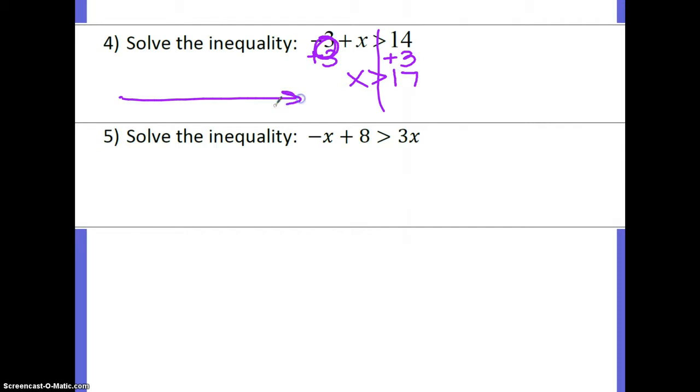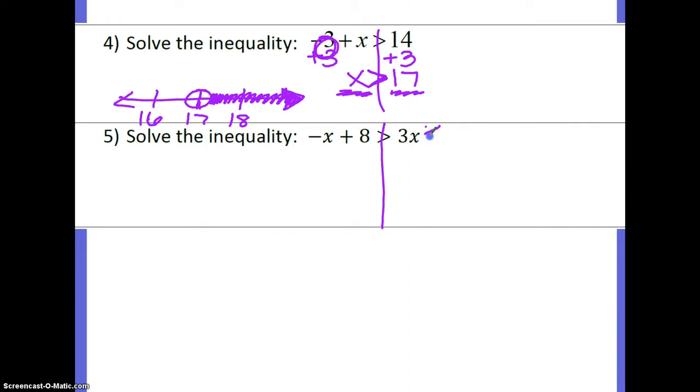If I wanted to graph this, let's see, 17. One bigger would be 18. One smaller would be 16. And it says it doesn't have an equal to, so I'm going to leave it open, and it says greater than. The numbers over here are bigger than the number over there, right? So we have greater than is this way, so we shade over here, draw our arrow. There's our x is greater than 17.